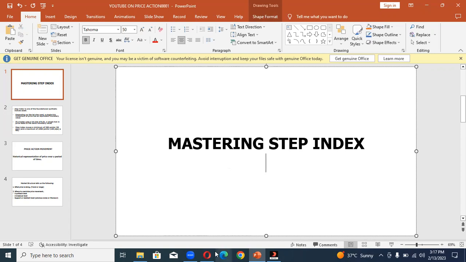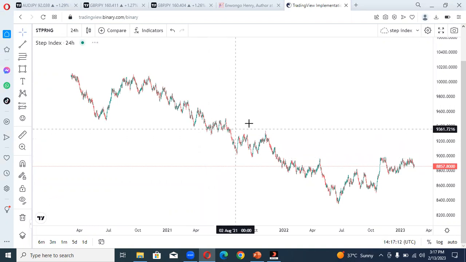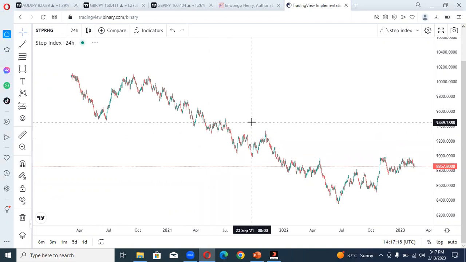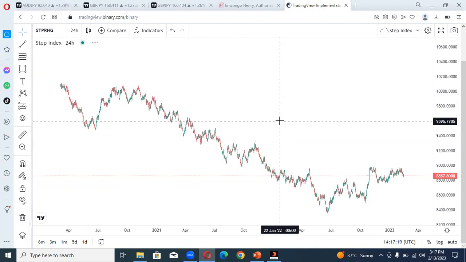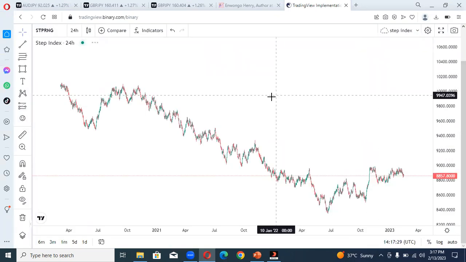So let's go straight to the charts. All right, now this is the TradingView implementation, specifically designed by Deriv, the broker that I use for synthetic indices. Okay, they actually deal with so many other things such as forex, stocks, commodities, cryptos, and derived indices. So step index is actually one of the assets in derived indices.